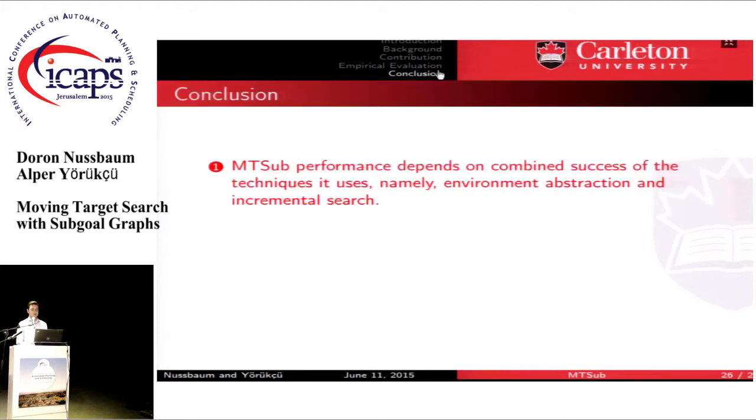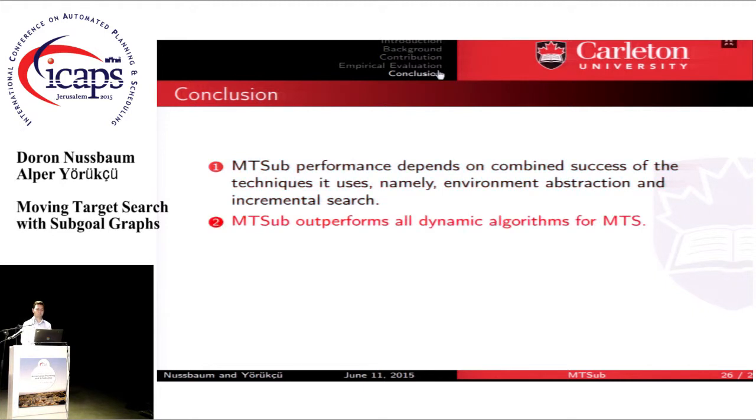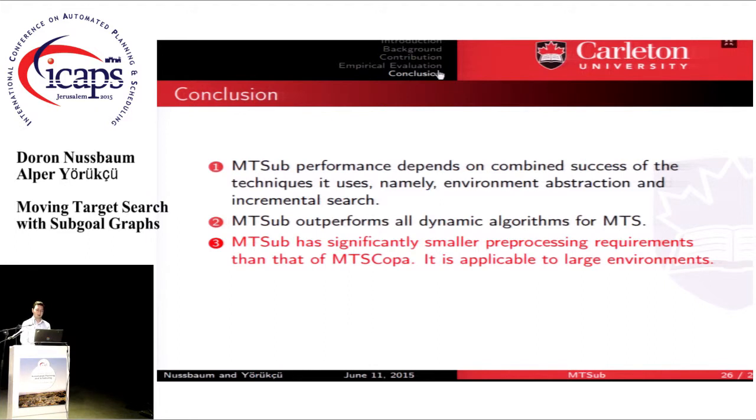And my conclusions. Our algorithm's performance depends on the techniques it uses, obviously the subgoal graphs and the incremental search. Our algorithm outperforms all dynamic algorithms for MTS. MT-sub has significantly smaller preprocessing requirements than that of MTS-COPA. Therefore, it is applicable to larger environments.